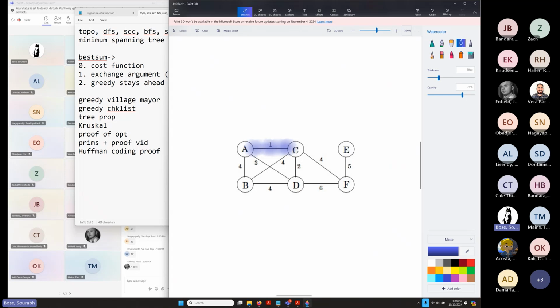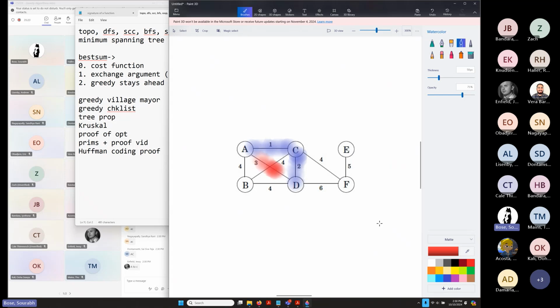So this is the edge with the minimum cost. What's the next one? Well, the next one is CD, correct? Now, what's the next one? The next one is AD. Adding A to D has a cost of 3, but do you see that it would create a cycle? So we are not going to consider AD. I'm going to color this red.